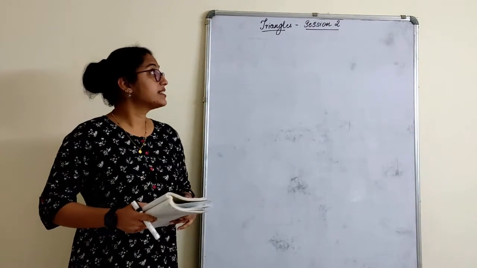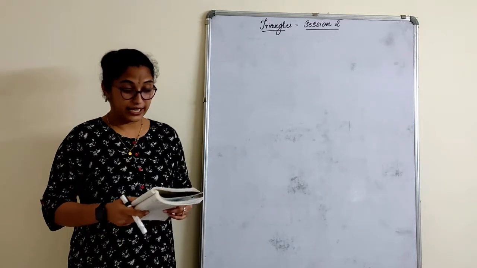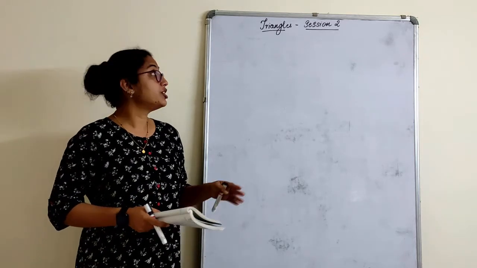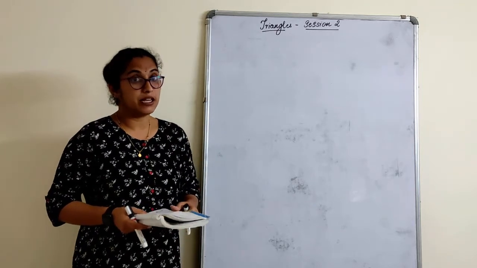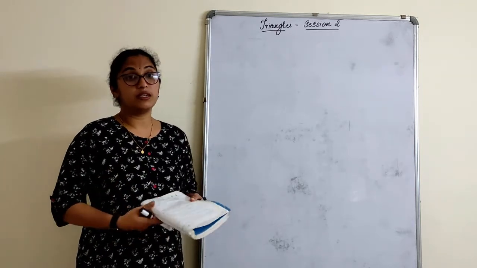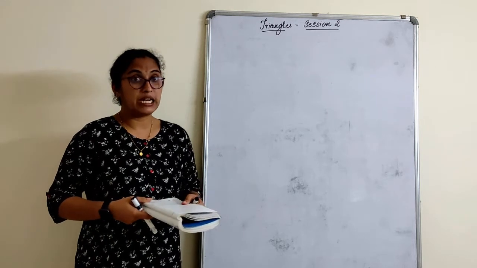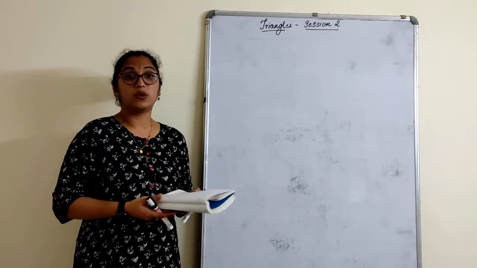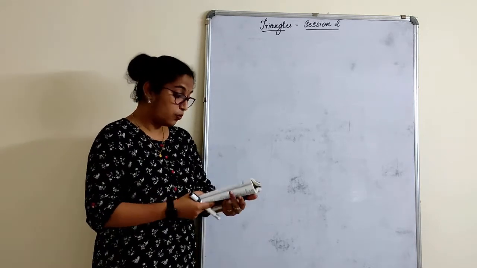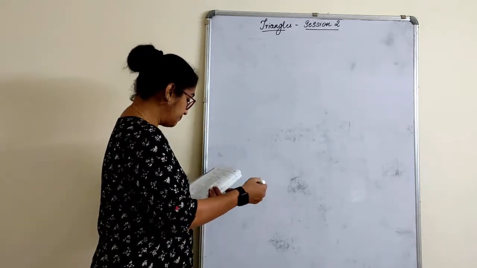Good morning. We will start session 2 on chapter triangles. In the first session, we understood about similar triangles, that means how figures are similar, and we also understood about the basic proportionality theorem and its converse and corollary. Using these, we will start with the following exercise where we apply them.